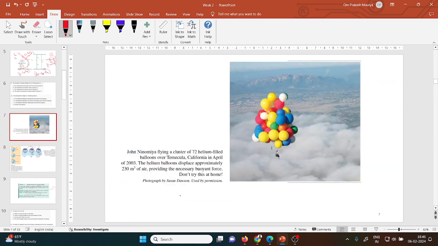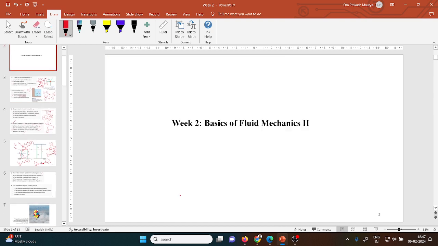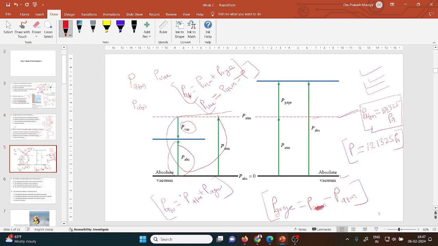I will show you the figure. If you see here, your atmospheric pressure is given as 14.5 and your vacuum pressure is given as 5.8. Here we are asked about the absolute pressure. Atmospheric minus vacuum gives the absolute pressure. Always remember, vacuum pressure is below the atmospheric pressure.